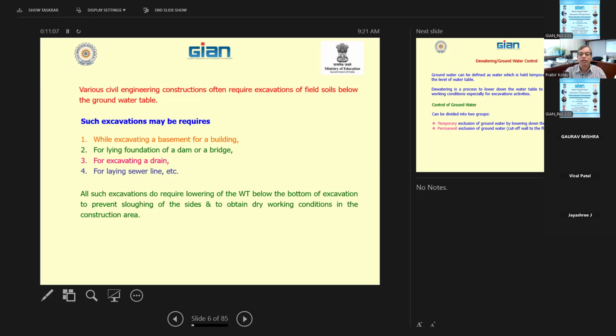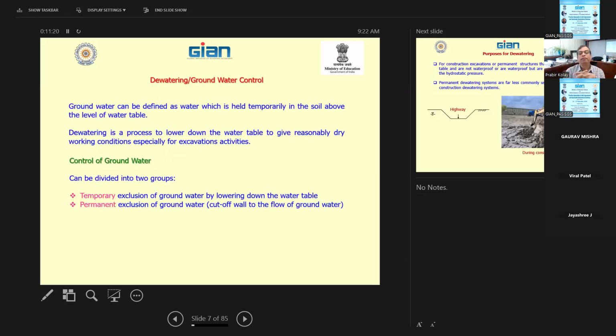So all such excavations do require lowering of groundwater or the water table below the bottom of the excavation. So now, how to do that? There are different methods, okay? Dewatering, or groundwater control, can be defined as removing the water held temporarily in the soil above the water table. Dewatering is a process to lower the water table to provide reasonably dry working conditions, especially for excavation activities.